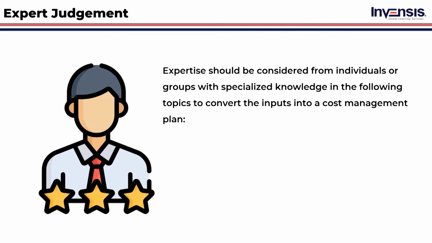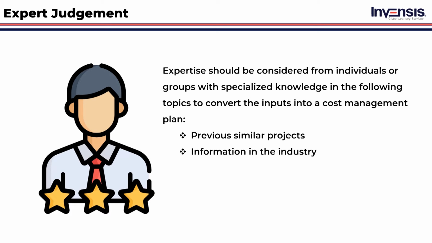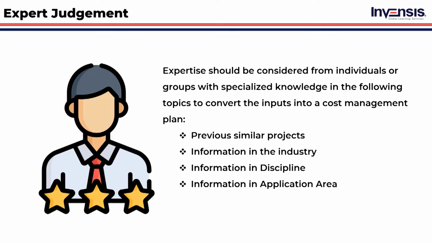Expertise should be considered from individuals or groups with specialized knowledge in the following topics to convert the inputs into a cost management plan. Previous similar projects. The expertise on previous projects will be helpful to gain the knowledge on how things are operated. Information in the industry. This information helps to align with the market trend and happenings in the industry. Information in discipline. This is the knowledge with respect to the discipline on which the project is being implemented. Information in application area. This information will give the geographical information of the project and its application. Cost estimating and budgeting. This will be used to understand the previous cost policies in the organization.